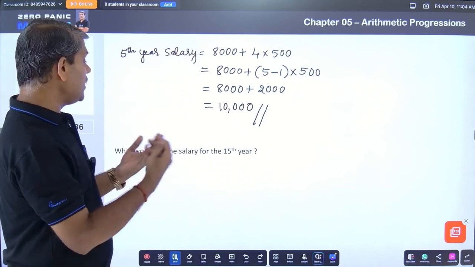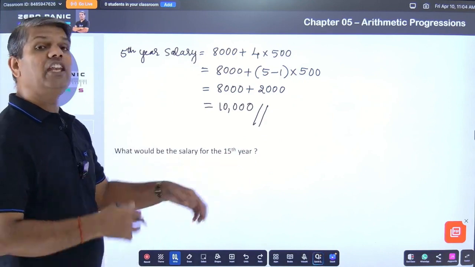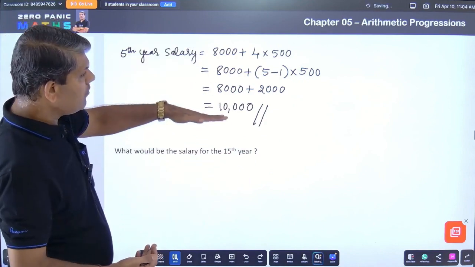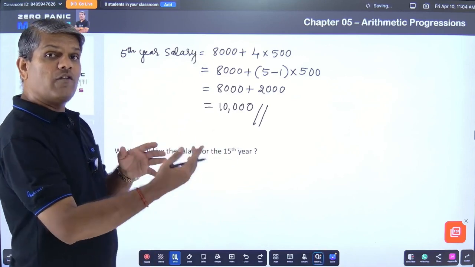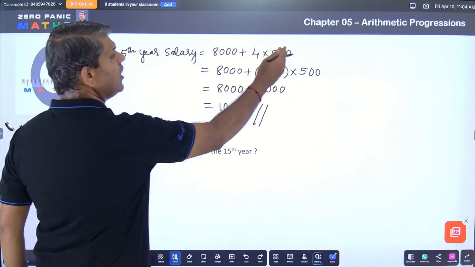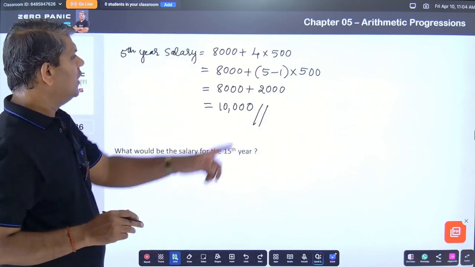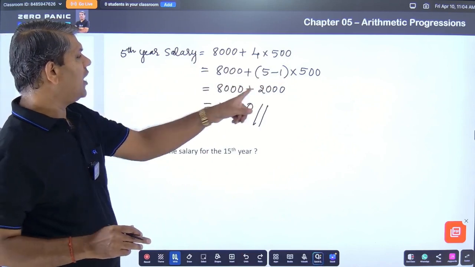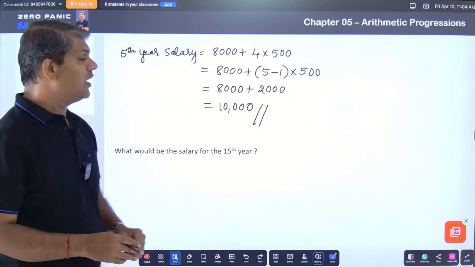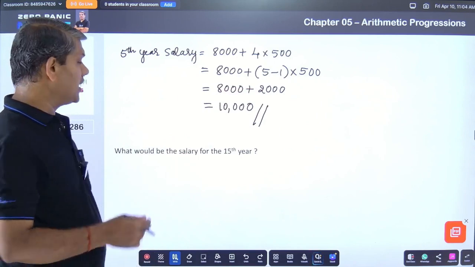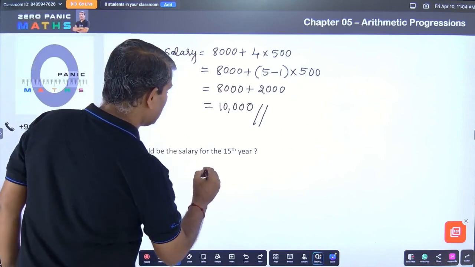Okay, now assume that it is asked for the 15th year. Are you going to continue the same procedure for the 15th year? Because for the 15th year you have to add 500 14 times, right? That is 15 minus 1 times. Then multiply that value, add it to the beginning salary, and that will get you the 15th year salary. So can I do it directly like this?